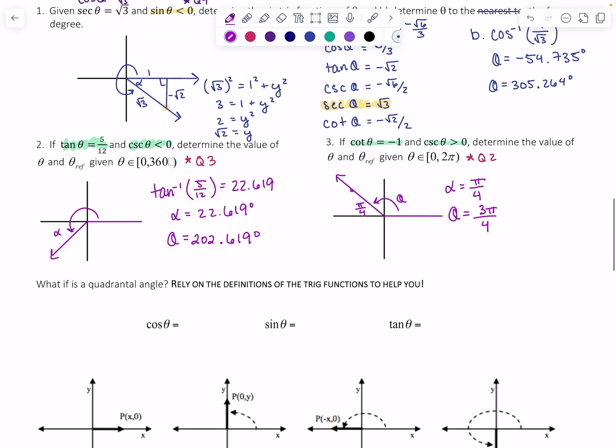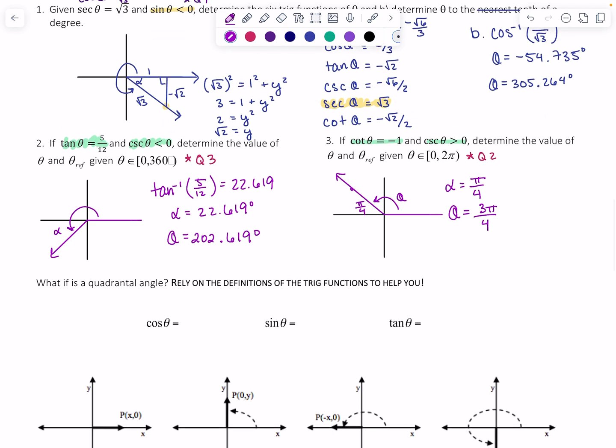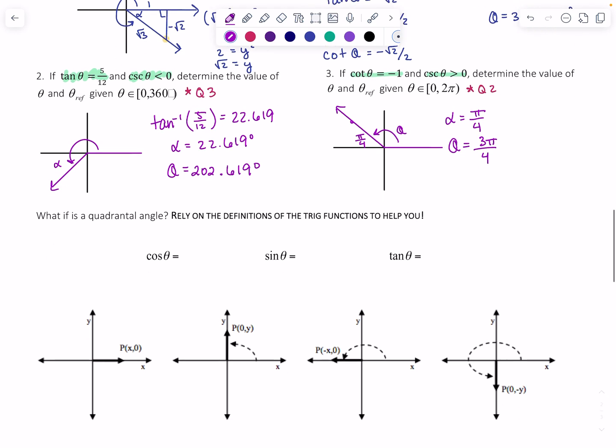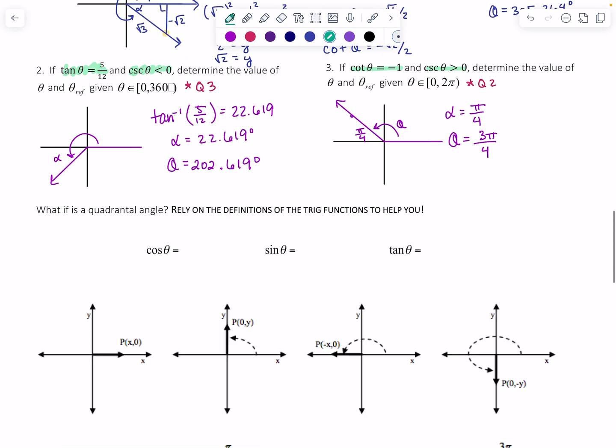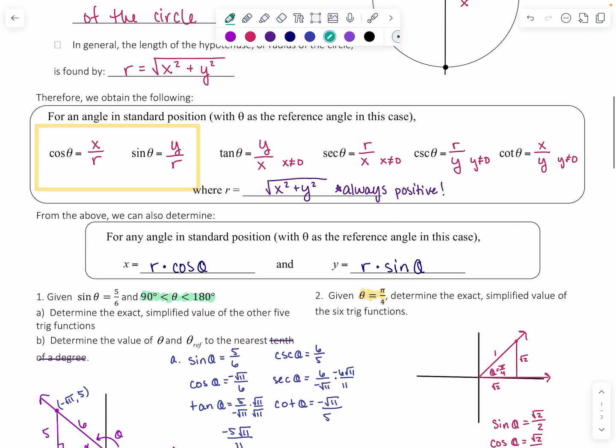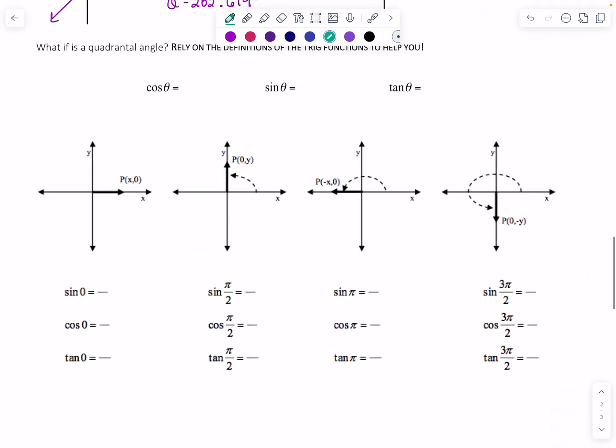So hopefully we're getting a little bit of better idea as to how to use this in terms of a circle and working forwards and backwards from there. So heads up, if a quadrantal angle is on the axes, we kind of have to think about relying on our trig functions to help us. And again, just relying on these functions that we talked about up here in these relationships.